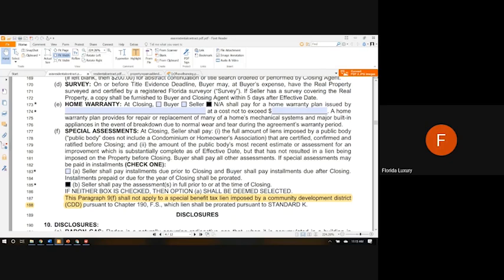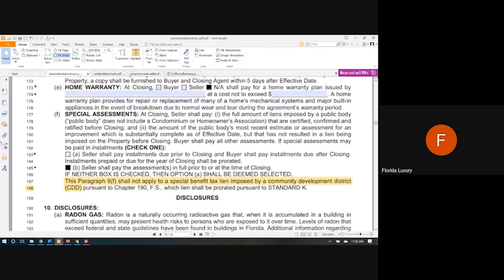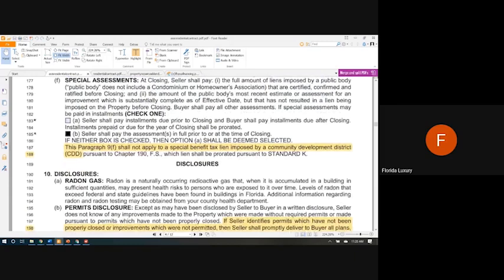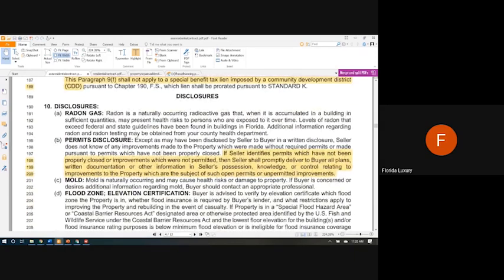Now, paragraph 9F does not apply to a special benefit tax lien imposed by a CDD. CDDs are their own world, they play in their own sandbox, and this does not apply to a CDD. So if you have a community that has a CDD, just pay attention because they can do all sorts of wonky things, and this contract doesn't really touch CDDs. That's kind of its own can of worms. So just pay attention to that. Any questions about that before we move on? There was a separate contract with CDDs, right? Correct. Yep.